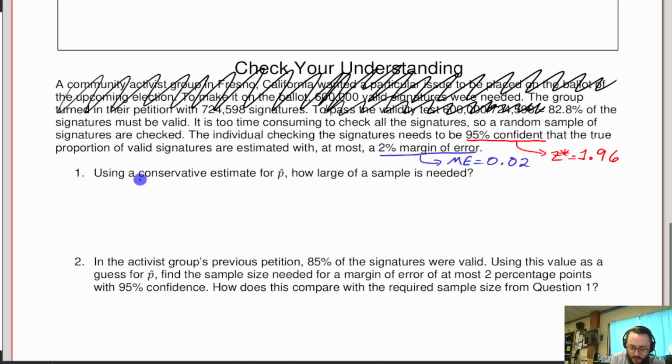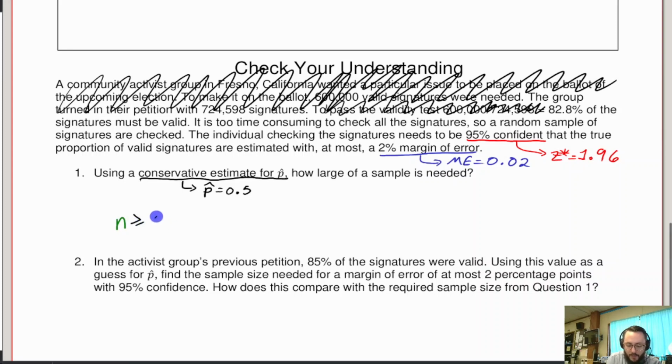Now remember, conservative estimate for p hat. Your important ideas, right? We went over this. This tells us that p hat is equal to 0.5, right? 1/2. The most unsure we could be, the most variable something could be is 50-50. So now we just need to remember our equation for sample size, right?